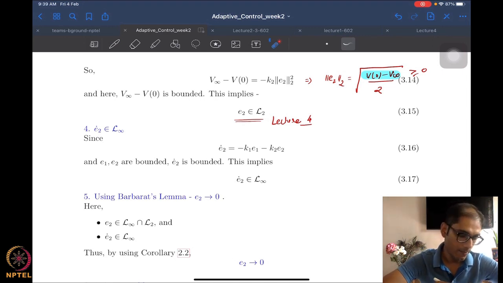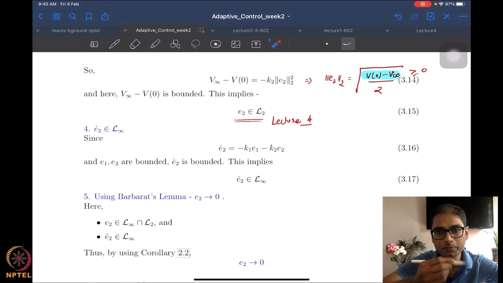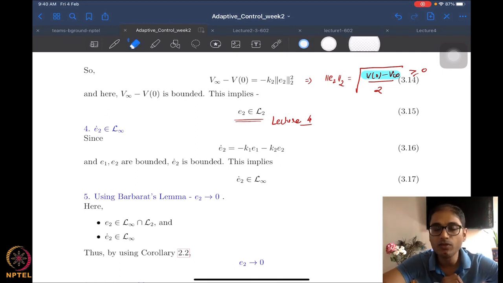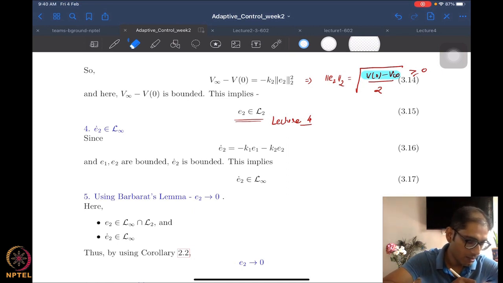So what do we have here? The next step is to prove that the derivative of e2 is L infinity, that is, it is bounded. Why do we want to do that? If you remember the statement of Barbalat's lemma and the corollary, you would remember that if the derivative of a function is bounded, or L infinity, then we can claim that the function itself is uniformly continuous. And we know that uniform continuity plays a rather critical role in Barbalat's lemma. So that is essentially why we care about the derivative of this signal being L infinity. All right, excellent.